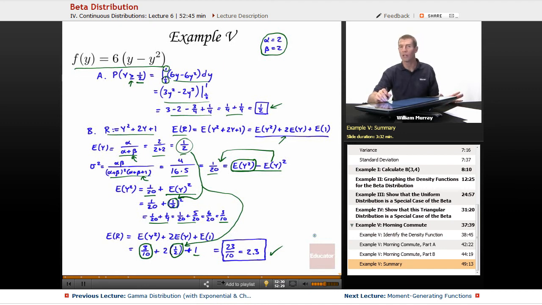We've got one more lecture in this chapter. It's going to cover moment generating functions. So that's what you'll see if you stick around for the next lecture.